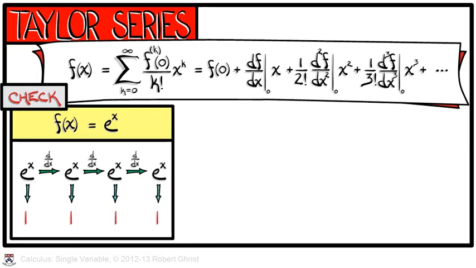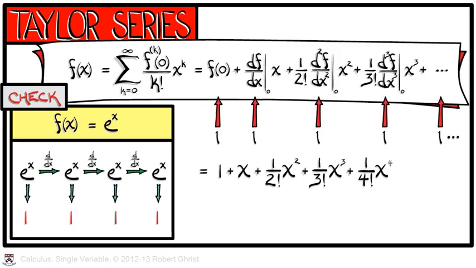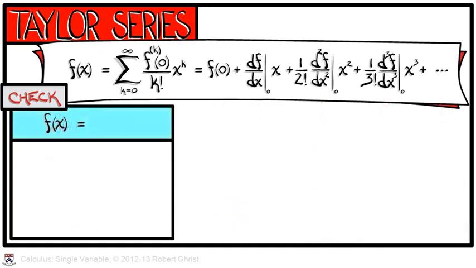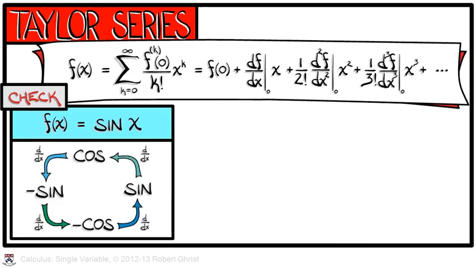But since we know that the derivative of e to the x is e to the x, all of these derivatives evaluate to 1. Therefore, when we substitute these values into our formula for the Taylor series, we obtain the familiar series for e to the x. This definition, at least, works in this one context. Let's continue. Let's look at another function for which we know a series expression, that of sine of x.